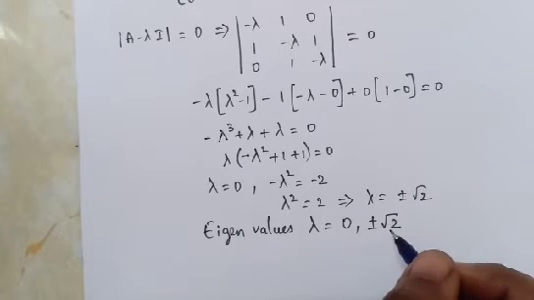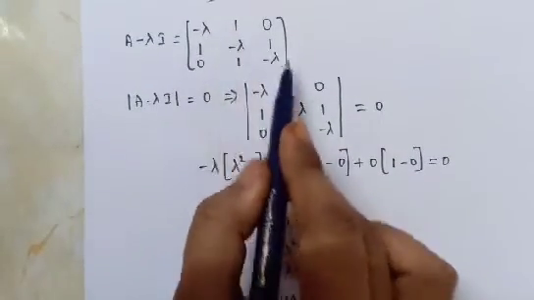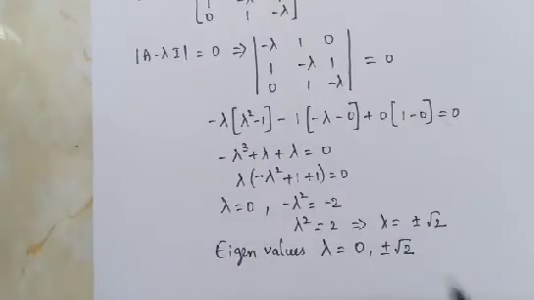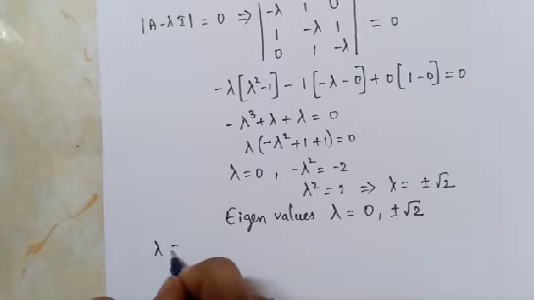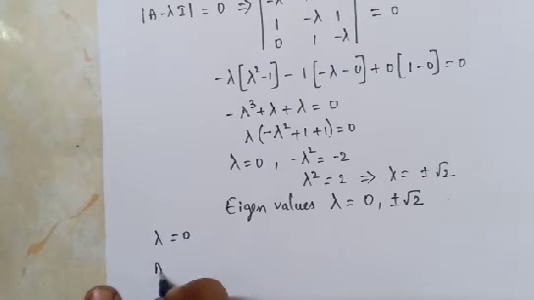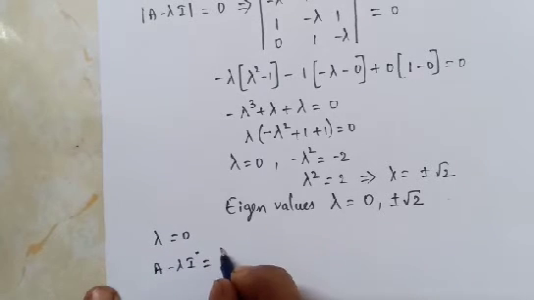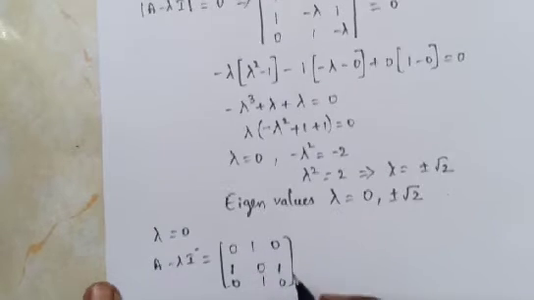We'll substitute these eigenvalue values in the matrix A minus lambda I and then find out what the eigenvector is. Okay, so first let us substitute lambda is equal to 0. So what do we get if we substitute lambda is equal to 0? The matrix A minus lambda I will be equal to 0 1 0, then 1 0 1, 0 1 0.